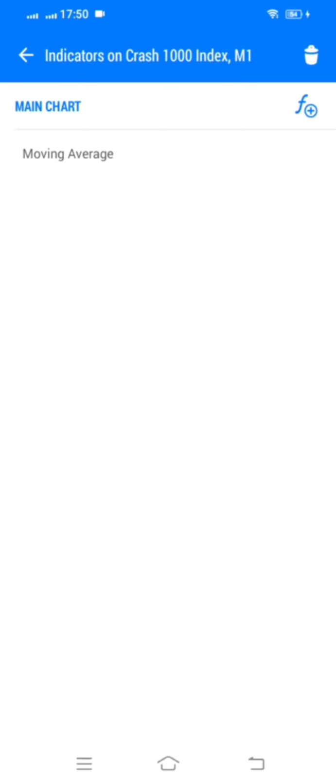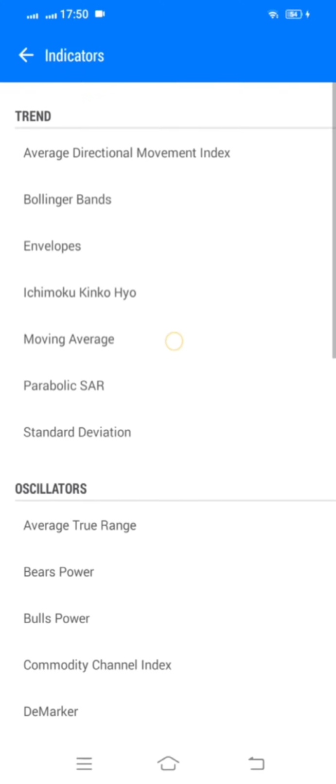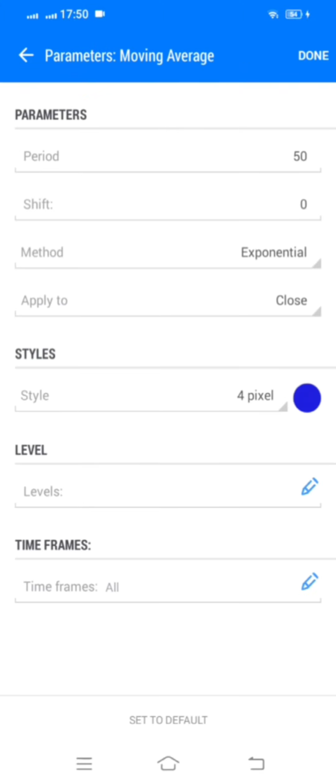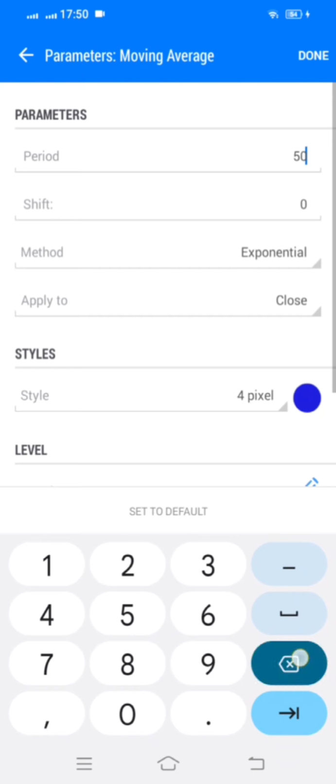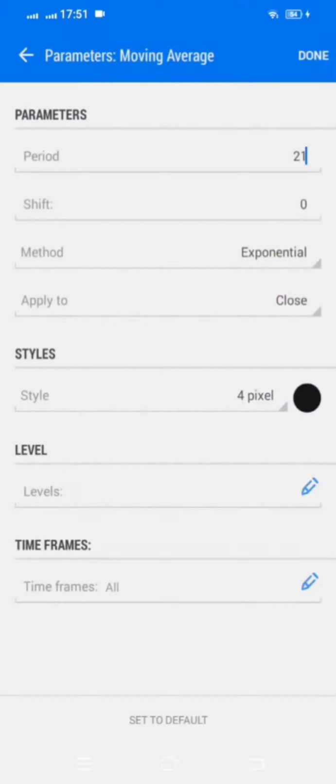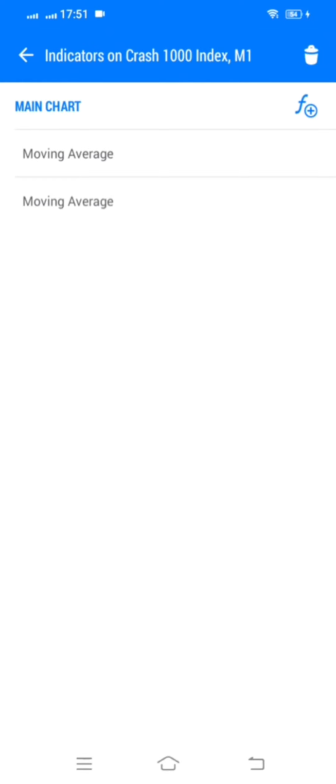The second indicator that we are going to load is also a moving average. We click again on the F plus icon, and click on moving average. But this time, we're going to change the period to 21. Everything else stays the same. We're just going to change the color to black, and then we click on done.